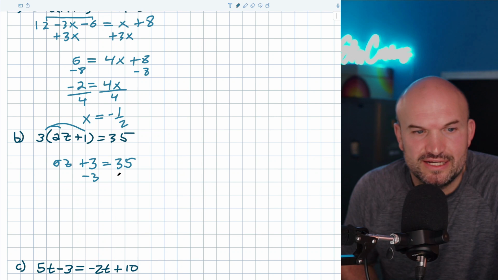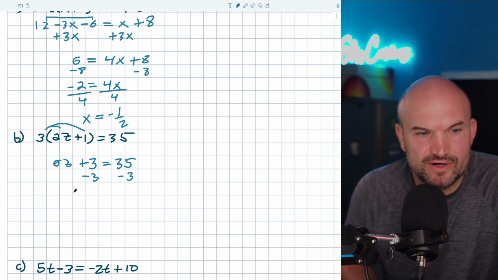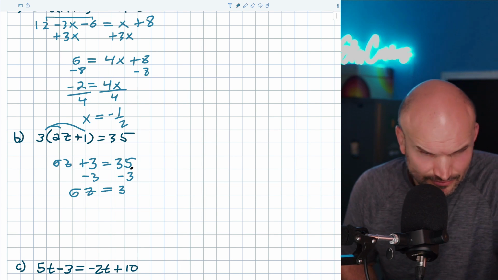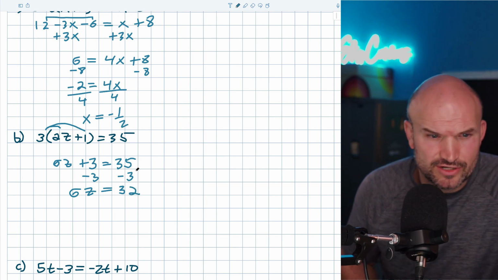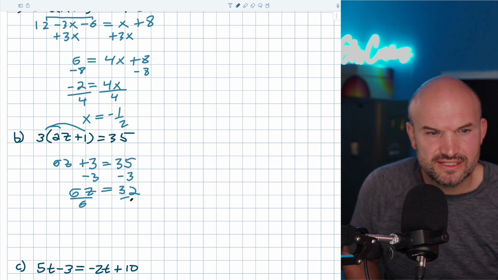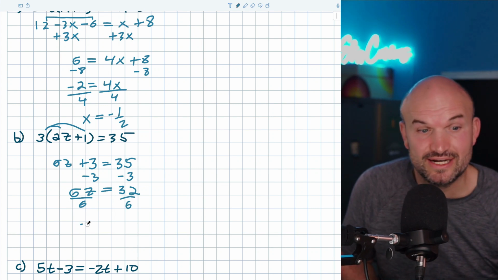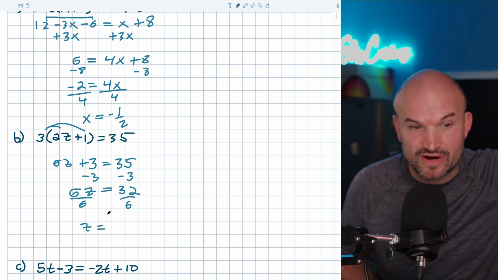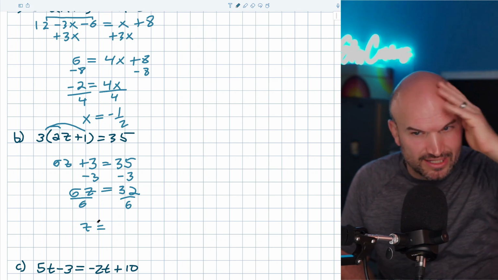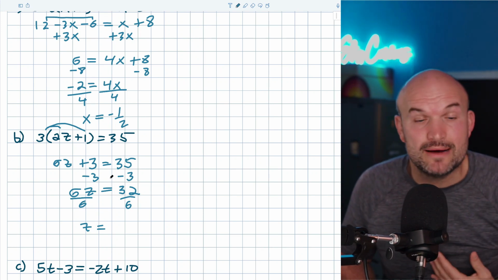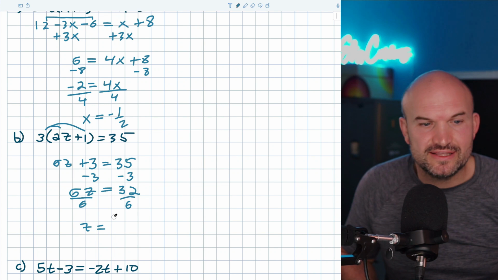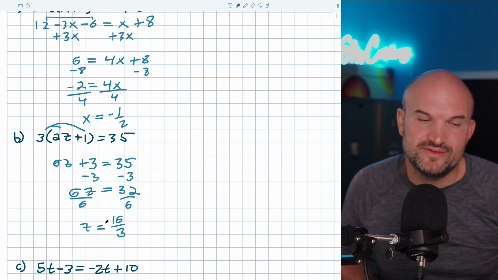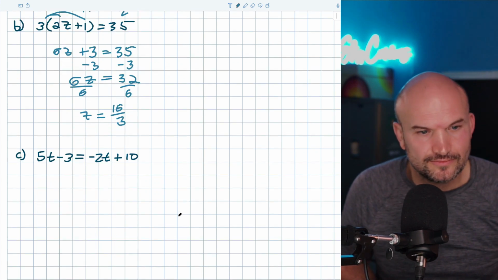Okay, so now you can see I can just easily get a two-step equation. So 6z is equal to 32, and then divide by 6. Now that does not go into there evenly, so now we need to reduce this fraction. How can I reduce this, right? Well, I can divide the top and bottom by 2, right? And if I did that, I'd have 16/3, which is going to be our final answer.